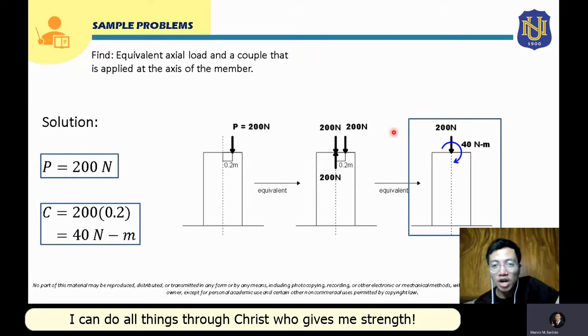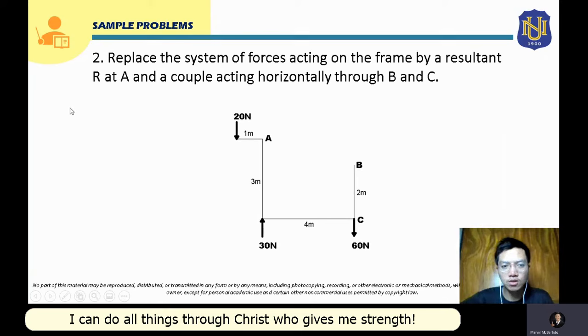Again, if we transfer this 200 Newton force to the axis, it will produce a couple. So this will be the equivalent force and couple system of this original force system. So these are equivalent. Okay, so let's proceed to sample problem number 2.